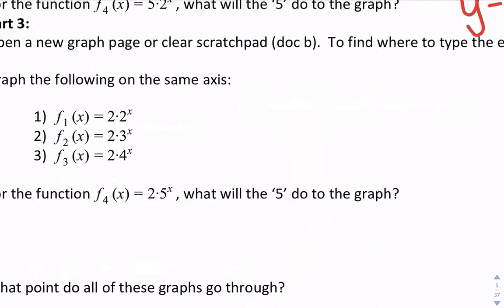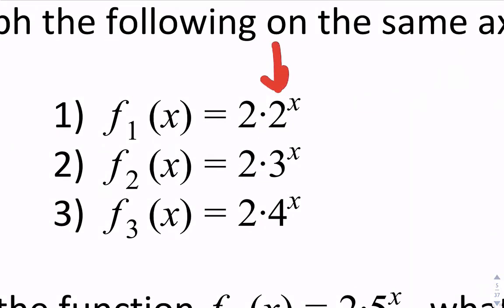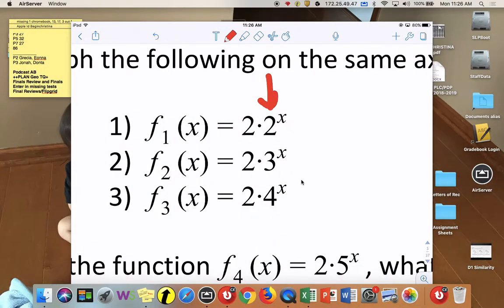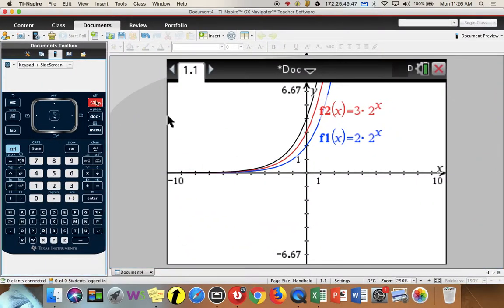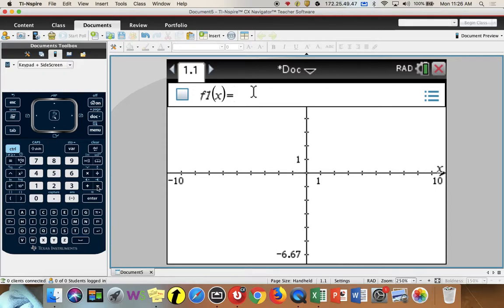All right, let's take a look at what if we keep the first number the same, which we know is the starting value, but we change the second number. What happens to the graph? Okay, so let's do that. I'll just open a new graph page. It's easier than clearing. All right, so we start with the same one. 2 times 2 to the x.